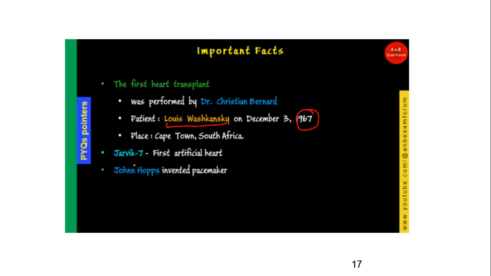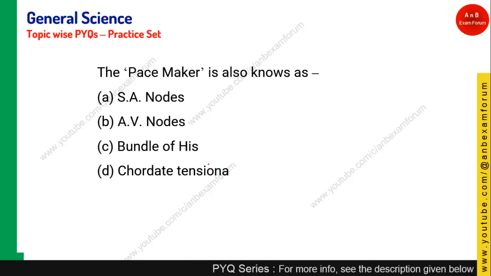Another fact-related pointer: Jarvik 7 is the first artificial heart, and John Hopps invented the pacemaker. So these are other fact-based pointers.